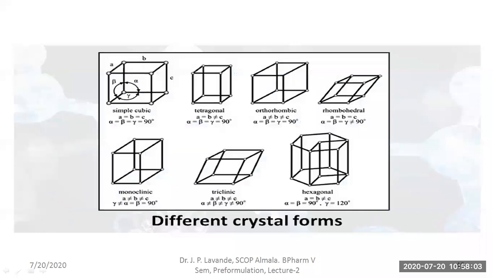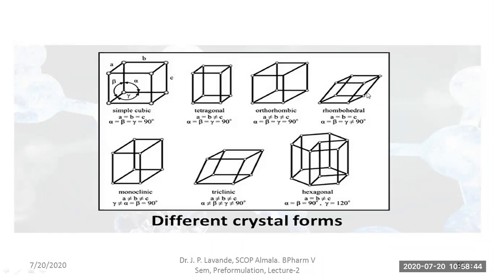So based on the angle, as I already told you, all three sides are the same, so that's why it is the simple cubic one: a equals b equals c, with 90 degrees. Then this is the tetragonal one: a equals b, but a is not equal to c. That means length and width might be equal, but the breadth may not be equal. Alpha equals beta equals gamma, that is 90 degrees. Then orthorhombic, which has different sizes: a is not equal to b is not equal to c, and the angle is also variable.